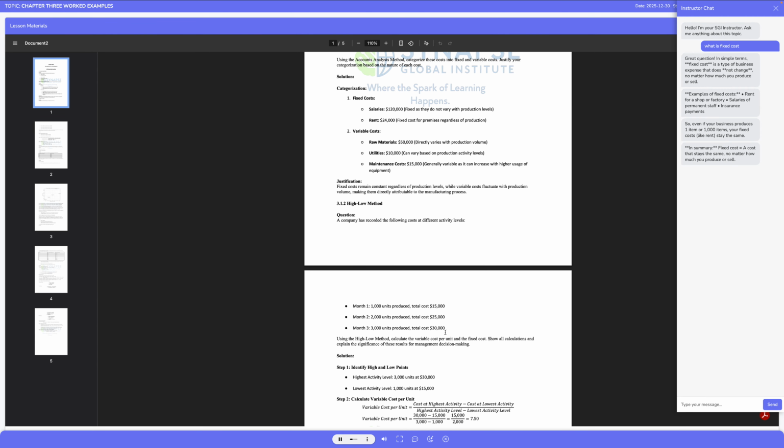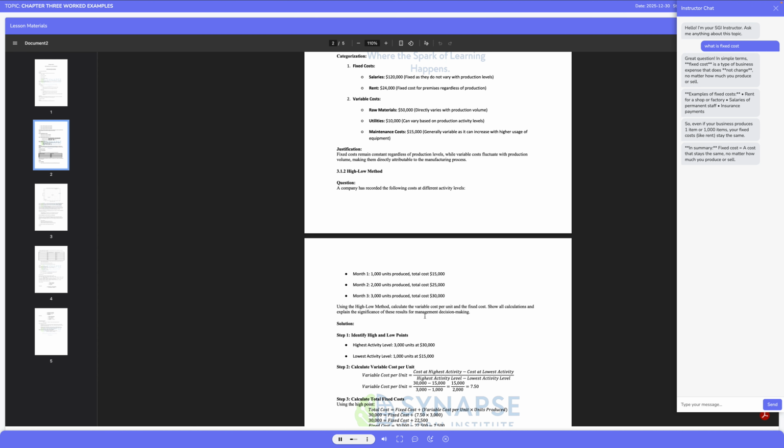We now proceed to question 3.1.2, high-low method, which examines your ability to separate mixed costs into their fixed and variable components using historical activity data. This question is very common in CPA examinations because it tests both computational accuracy and conceptual understanding of cost behavior. As illustrated in the attached material in this question, the company provides production and total cost data for 3 different months, with output levels of 1,000 units at a cost of $15,000, 2,000 units at a cost of $25,000, and 3,000 units at a cost of $30,000.